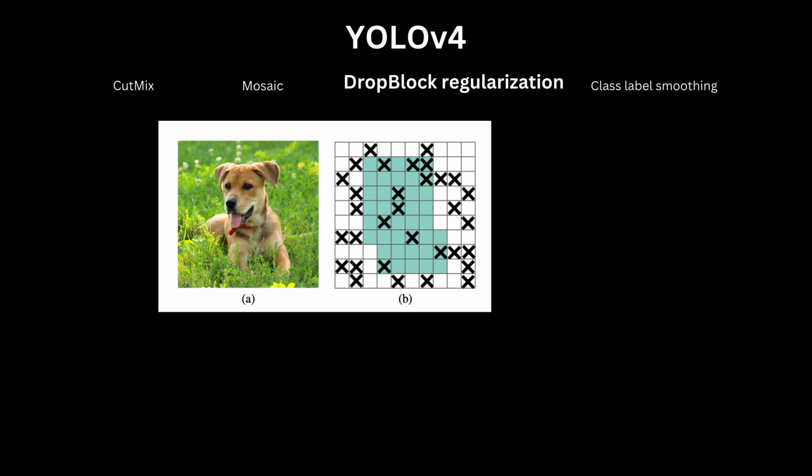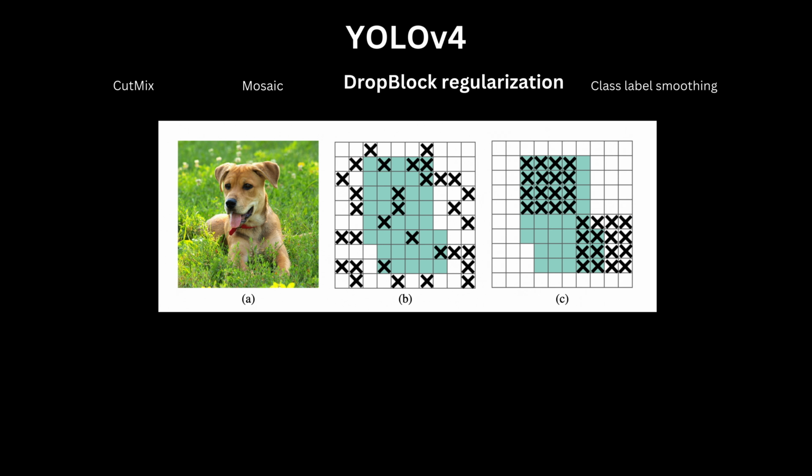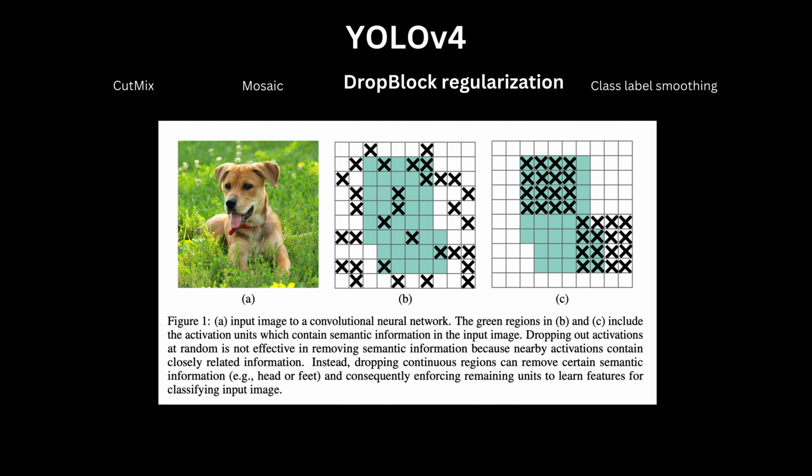Hence, a common practice is to have spatial dropout in convolution layers, where we zero out the entire feature map itself. But the authors of Dropblock use a completely different strategy. Instead of dropping out random activations in the feature map or dropping out entire feature maps itself, they drop continuous regions. Removing continuous activations has the potential to remove semantic information from the image, thereby enforcing the non-dropped-out units to learn features that enable the model to discriminate the object. Like here, removing one continuous block will remove all semantic information corresponding to the head of the dog.